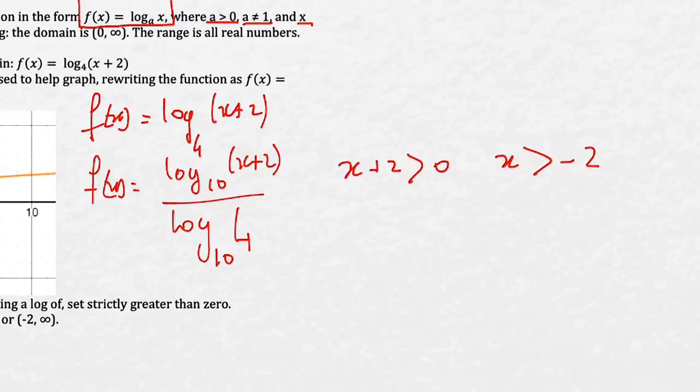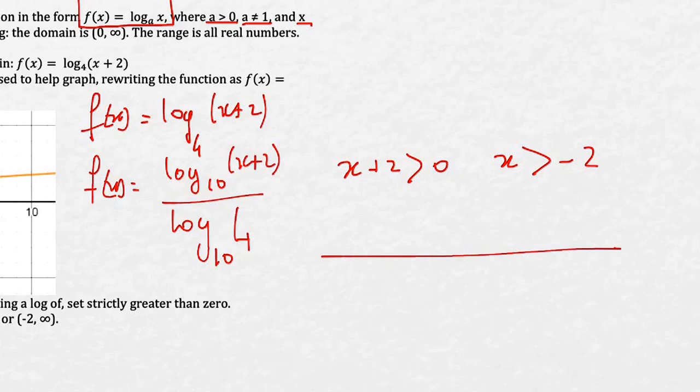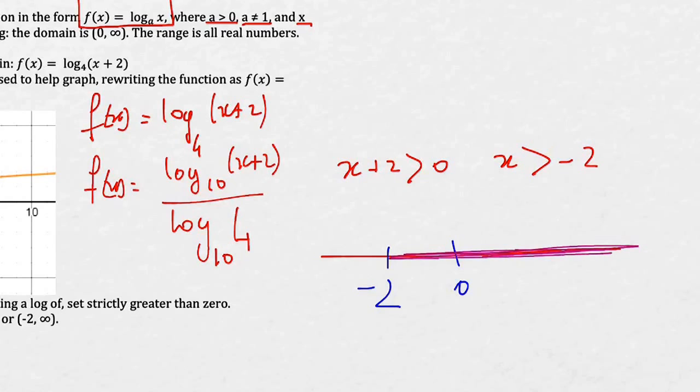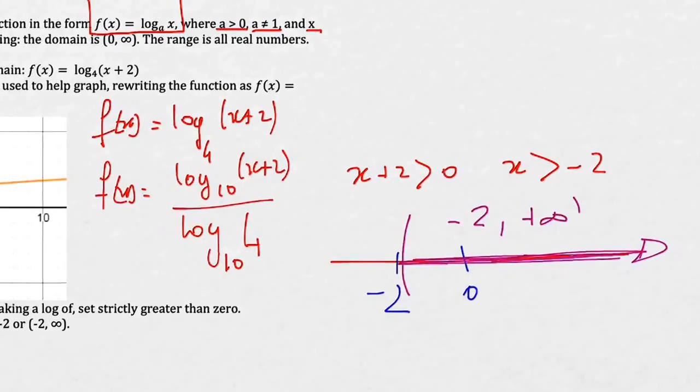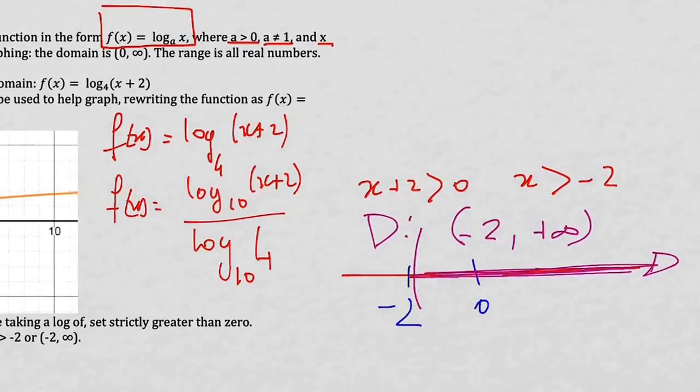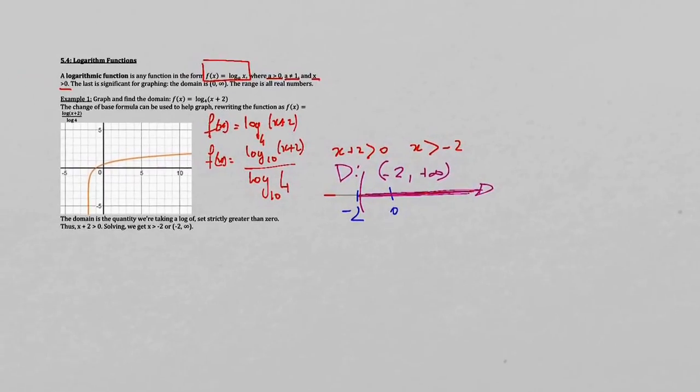And that is telling us the domain. If I graph the 0, I know that negative 2 will be on the left of my 0. Because x is greater than negative 2, I need to go toward the right, and I'm going to have a parenthesis because there is no equal. I end up with negative 2 to plus infinity for my domain. Okay, pretty simple, pretty easy.